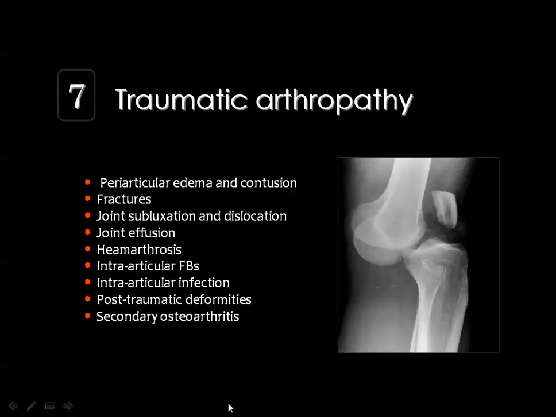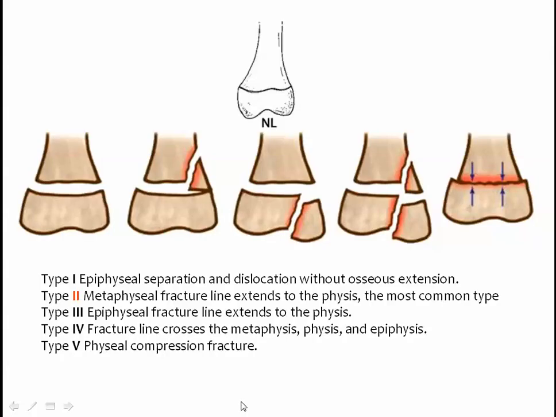And traumatic arthropathy, there are many manifestations of trauma in the joint, including periarticular soft tissue edema and contusion, fractures, joint subluxation and dislocation, joint effusion, intra-articular hemorrhage or hemarthrosis, intra-articular foreign bodies, intra-articular infection, post-traumatic deformities, and finally the secondary osteoarthritis. And you know that the Salter-Harris classification of fractures has been shown here.